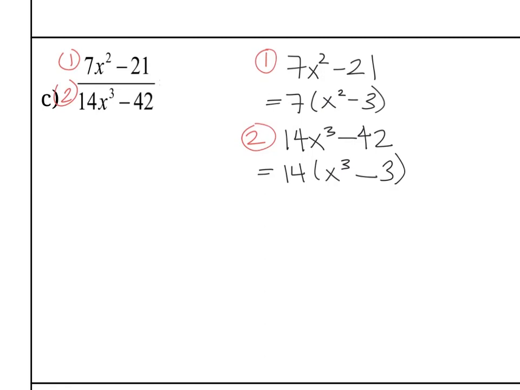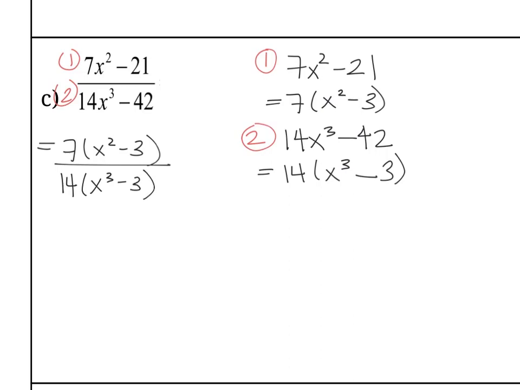So now we're ready to put it back into our function. Let's rewrite this on the left. Our first expression is equivalent to 7 times x squared minus 3. And then our second expression is equivalent to 14 times x cubed minus 3.